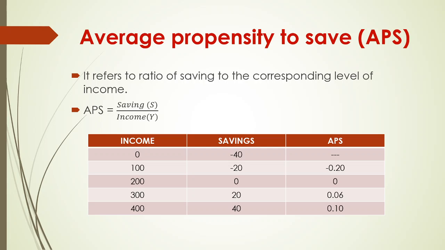In order to get APS, which is the ratio of saving to income, for the first level APS is minus 40 by 0, which we cannot find out, so give a dash. Next is minus 20 by 100, just give minus 0.20. For the third level APS is 0 by 200, that is 0, then 20 by 300, that is 0.06, then 40 by 400, that is 0.10.